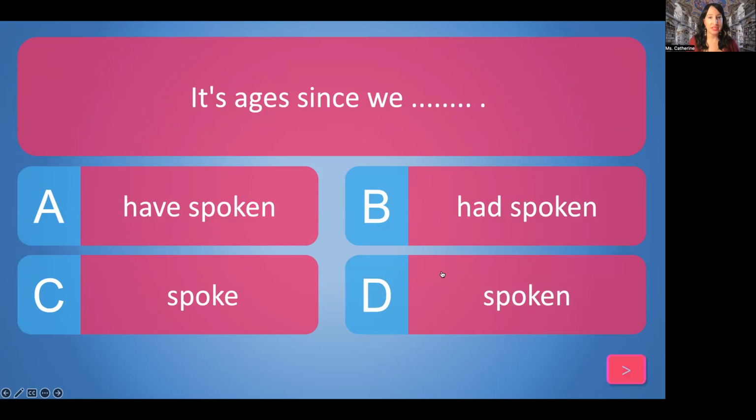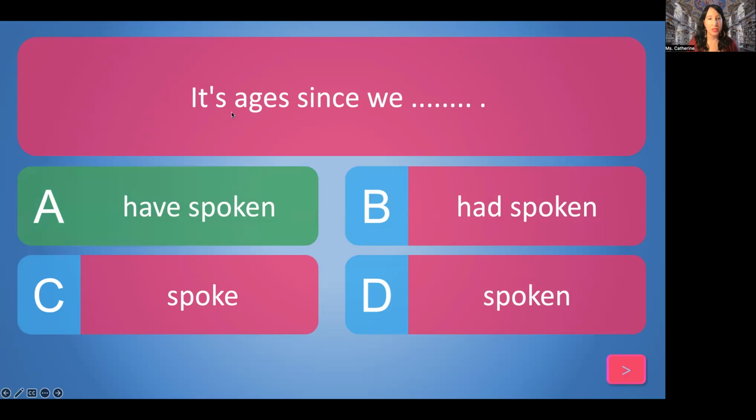It's ages since we blank. Since we have spoken, had spoken, spoke, or spoken. Whew, it's a tough one here. It's ages since we, what do you think it could be? Yes, we got it again. It's a contraction for it has. It has been. It's been ages. That's the clue word we forgot here. It's been ages. That is the missing word here.